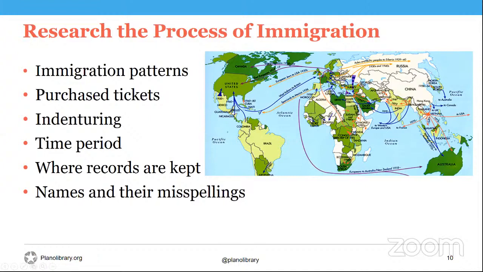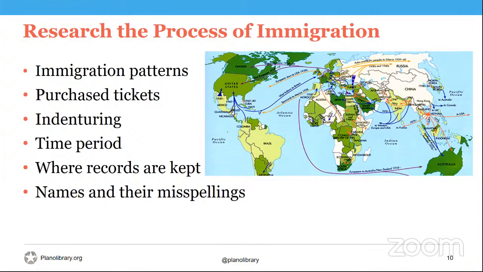All right. There are many reasons why you immigrate. I was talking about purchasing tickets. There are groups that purchase tickets, or you purchase your own. It could be that you're indentured. You're going to be working for somebody and they pay for your ticket. The time period makes a difference as to why the immigrant came over.